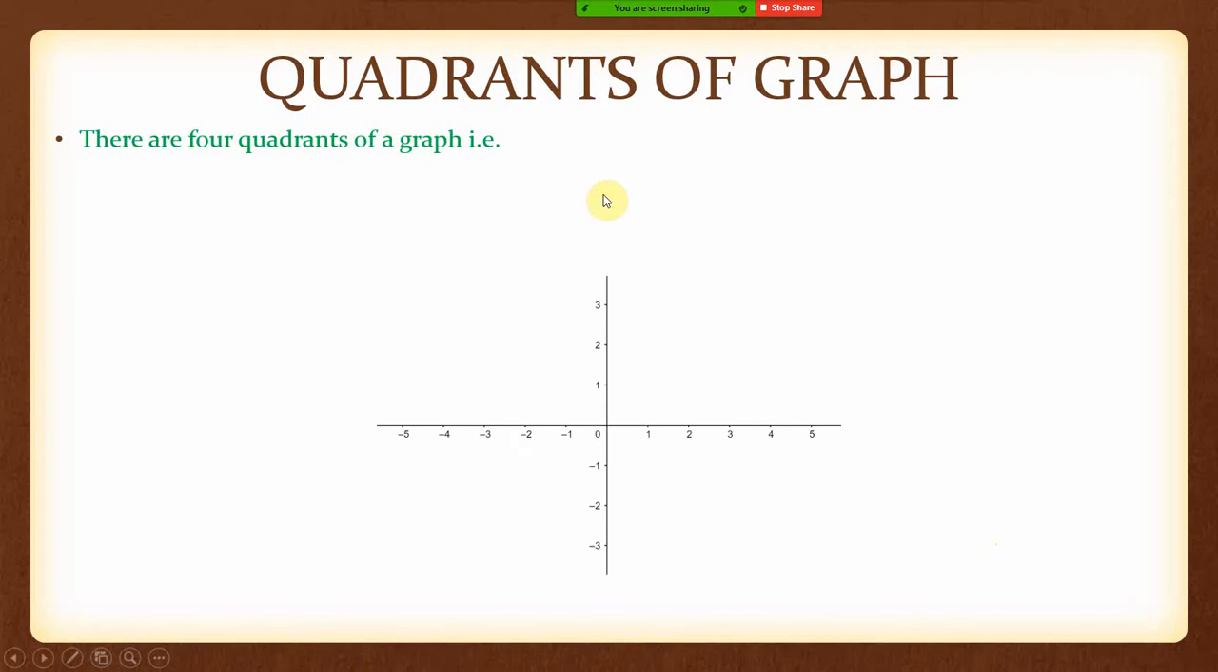You can see clearly whenever 2 axes cut each other, you can see 4 different parts of a graph. This is your first quadrant of the graph. Quad means whenever you divide a whole value into 4 equal parts. Quad means 4. Quadrants mean whenever you cut a graph into 4 equal pieces, then these 4 equal pieces are known as quadrants. So this is your first quadrant.